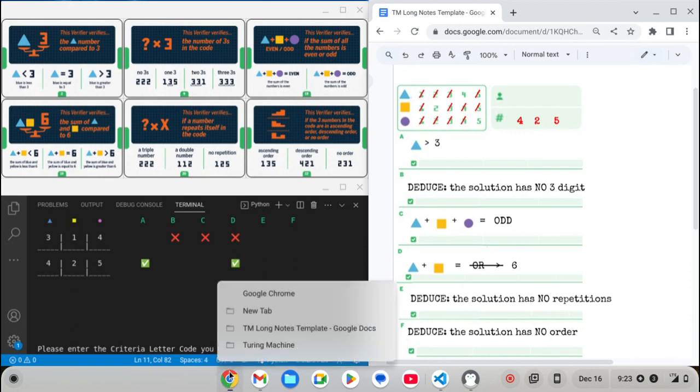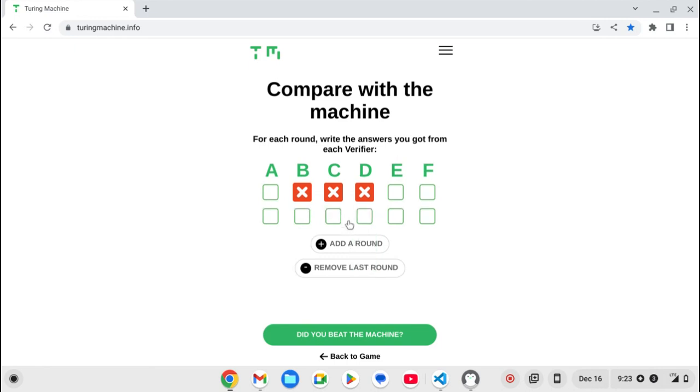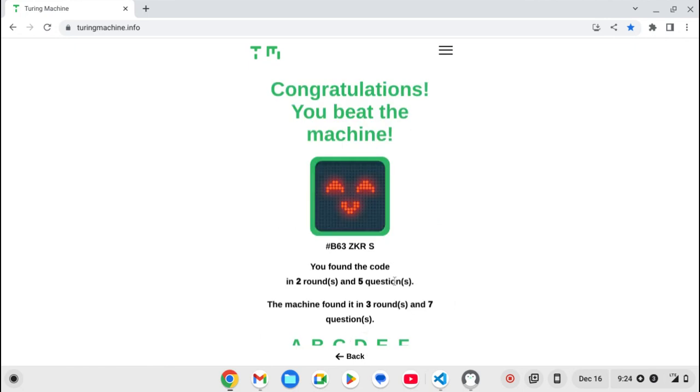So let's go ahead and type that up. And again, that was BCD in the first round, all incorrect. We did test A, that was correct, and D, we got the good second round proposal and outright deduced E and F. Okay, wow, fantastic. So we beat the Turing Machine by 2 questions.